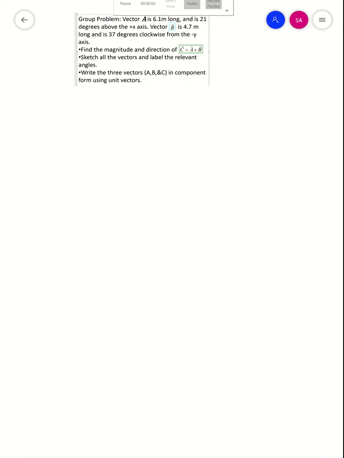Okay, so today I want to record the solution to the group vector problem. In the group vector problem, it has vector A being 6.1 meters long and 21 degrees above the x-axis. And I always like to start by drawing the situation. So let me go to red for vector A. 6.1 meters long, 21 degrees above the plus x-axis.